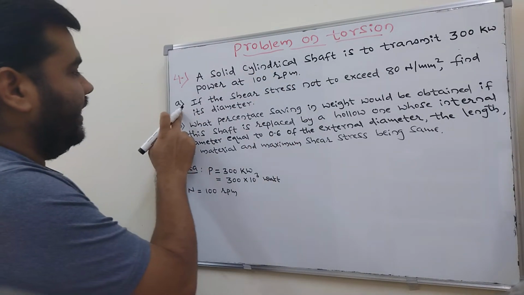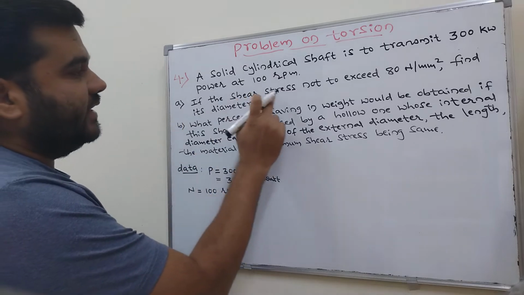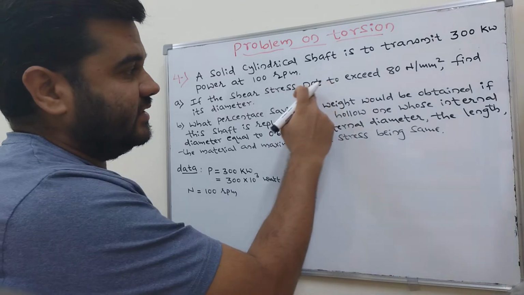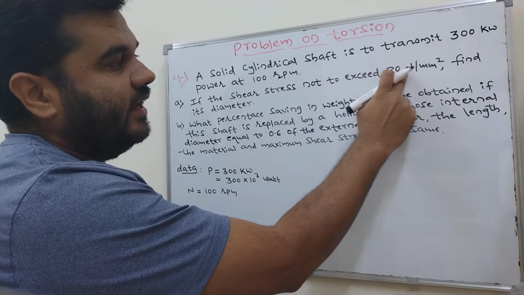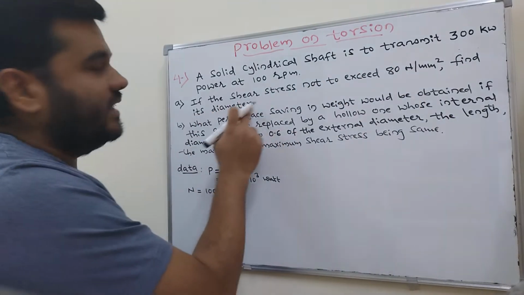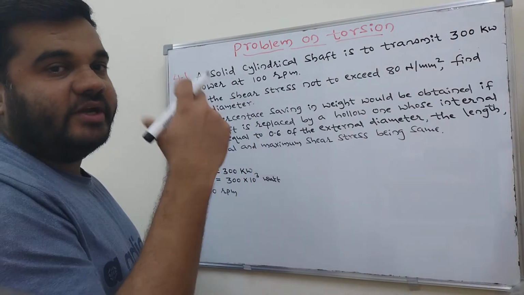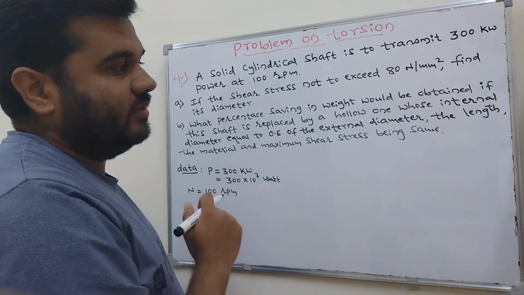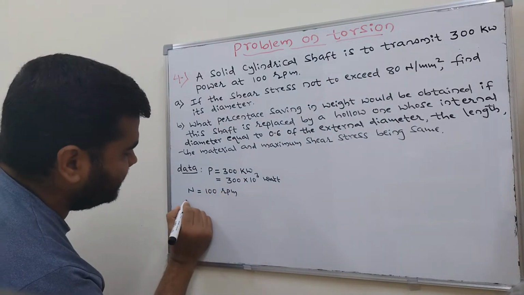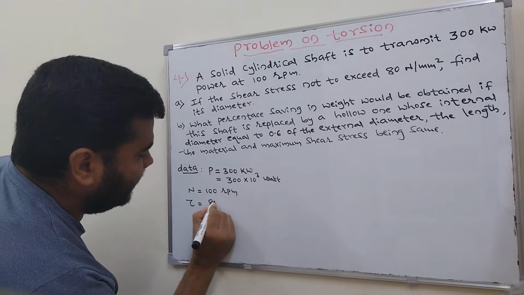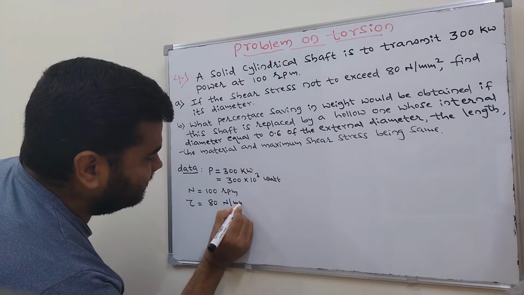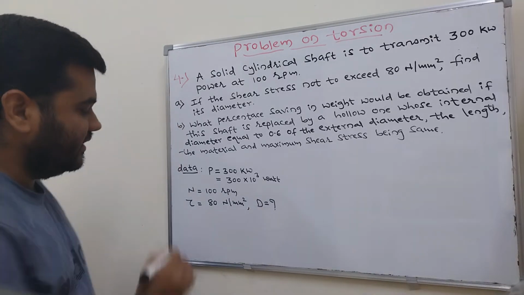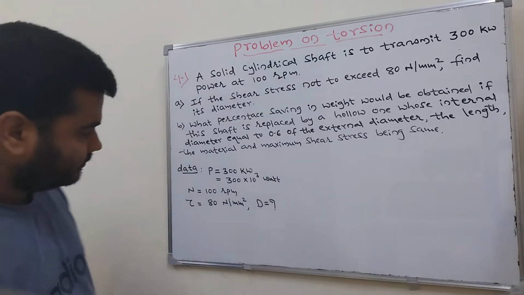Okay, first one, A: if the shear stress is not to exceed 80 Newton per mm square. The maximum shear stress not to exceed 80 Newton per mm square, find its diameter. We need to find the diameter of the solid shaft if the shear stress is 80 Newton per mm square. Therefore, again the given data is shear stress equal to 80 Newton per mm square. You need to find out what is the diameter of the solid shaft. This is the first, A1.